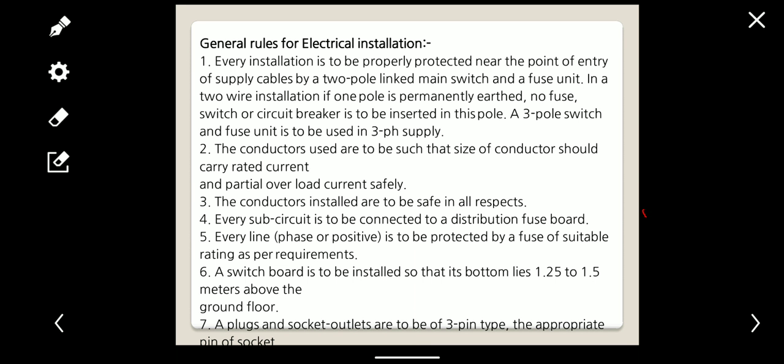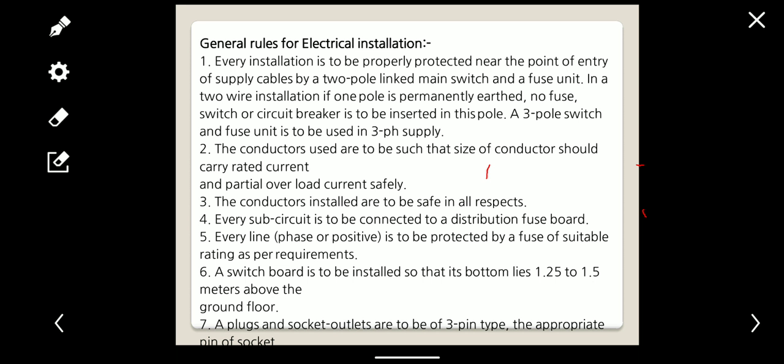The second is that the conductor used should be such that its size can carry the rated current and the load current safely. So for this, first calculate the current, then we select the exact wire required for it. Third, conductors installed are to be safe in all respects. Then every sub-circuit is to be connected to a distribution fuse board. Then every line, that means phase or positive, is protected by a fuse of suitable rating as per the requirements.